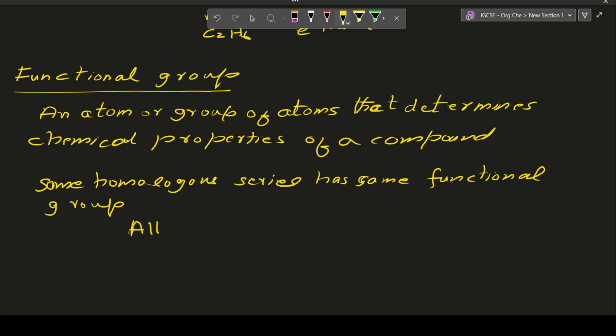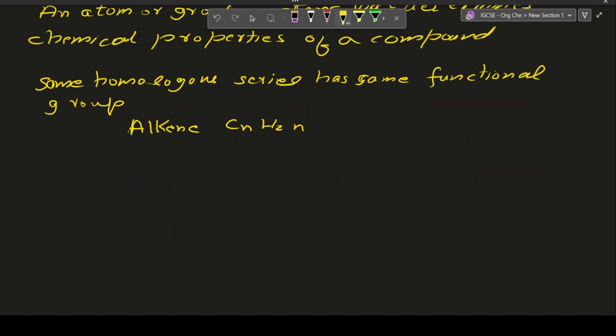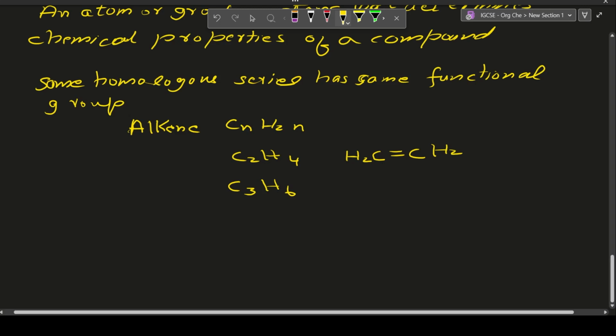For example, alkene, which has a general formula of CnH2n. The first family member is C2H4. If I reflect it in display formula, it can be written as C double bond C, with H2 and H2. Another member is C3H6. It is C double bond C, and then C will have H2 here, H3 here, H here. Don't get confused about how I am writing all of them over here. We will cover it when we study hydrocarbons.